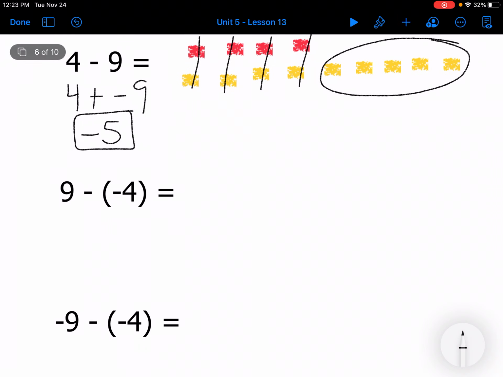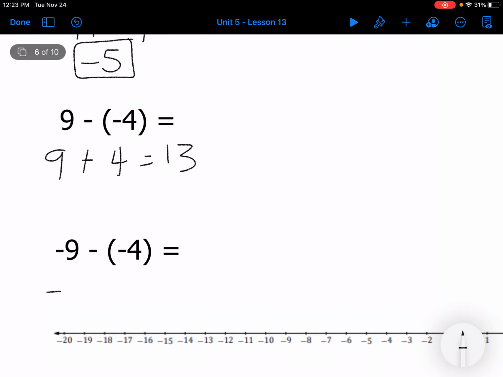All right, same thing. I'm going to add the opposite. So 9 plus 4. Well, 9 plus 4, I've been doing that. That's 13. Done. Don't have to draw it out.